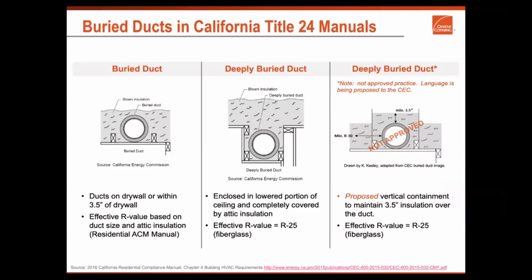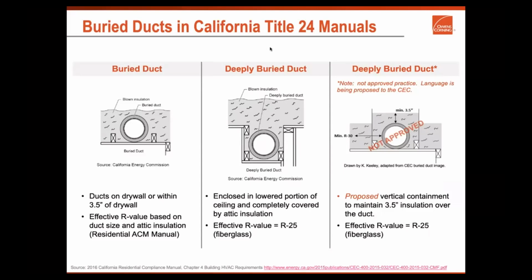What we end up having to do is mound it over. You'll see pictures later where we mound over the little trunk lines to maintain a somewhat continuous R value. Then there's the deeply buried duct, where you have it so low that this is where you get that effective R value. So it acts as if, and mind you, it doesn't have to be like there's a chase. It can be like this, but the insulation level above it has to be much higher.